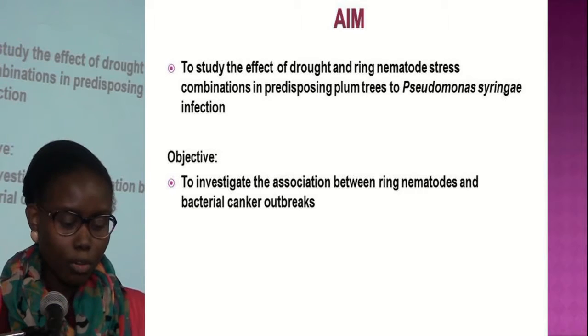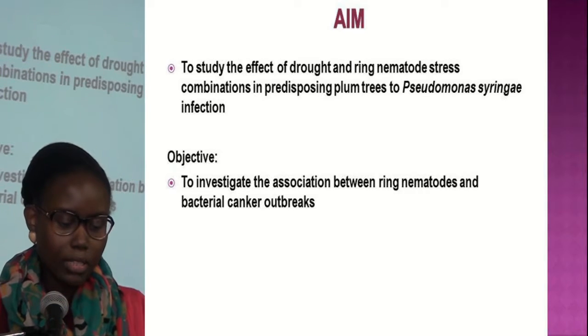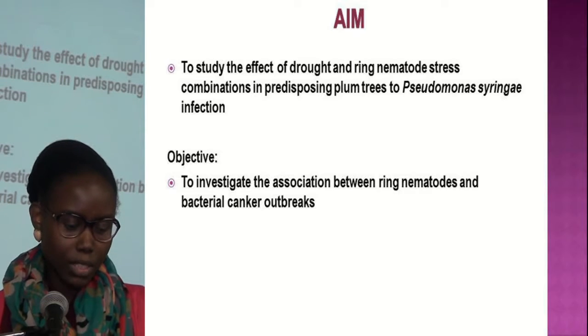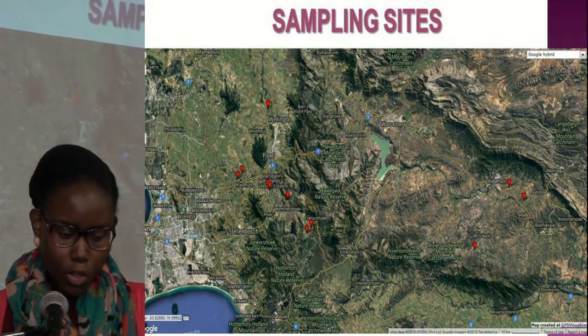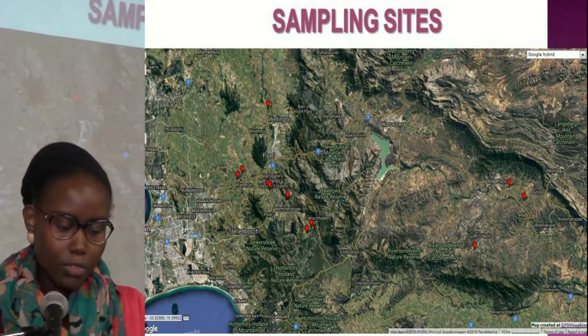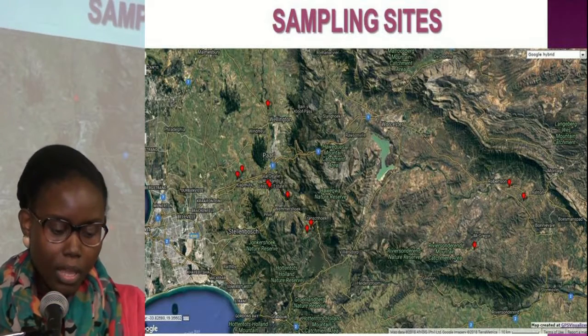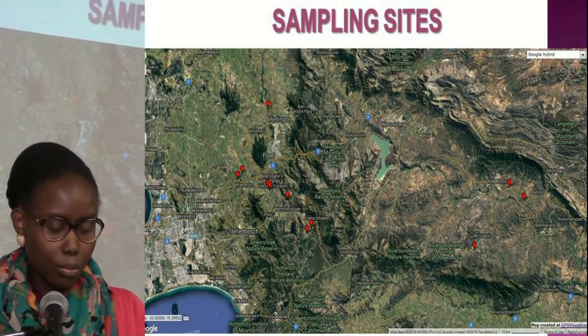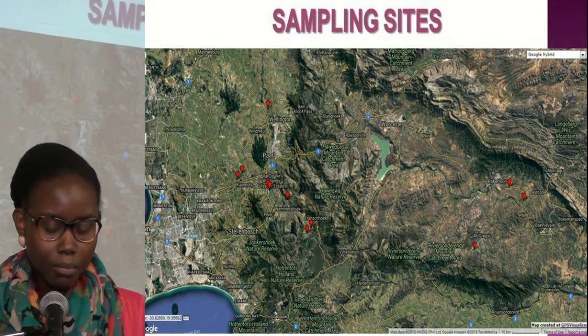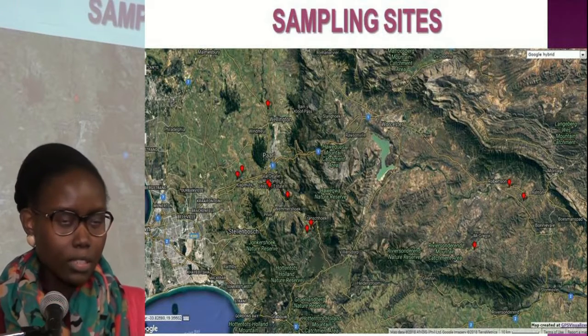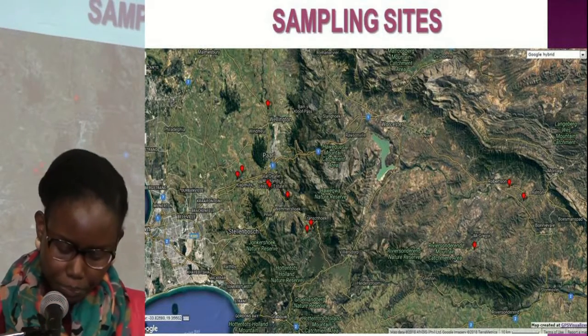However, the objective of this presentation is to investigate the association, if there is any, between ring nematodes and bacterial canker outbreaks. So we conducted surveys in 13 farms spanning 5 regions in the Western Cape. These are indicated by the red drop pins on the slide. These surveys were conducted over a little over a year and a half, and there's one due in October.